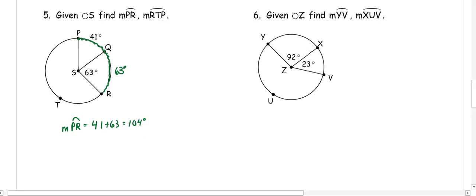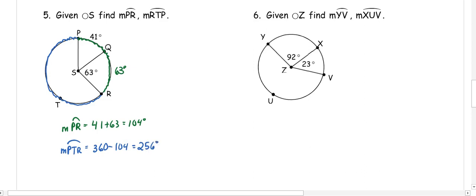The other arc that they want you to find is PTR. So remember again that a circle is 360 degrees. PTR does not include anything we used in PR, so we can just do 360 minus 104, and we would get 256 degrees.